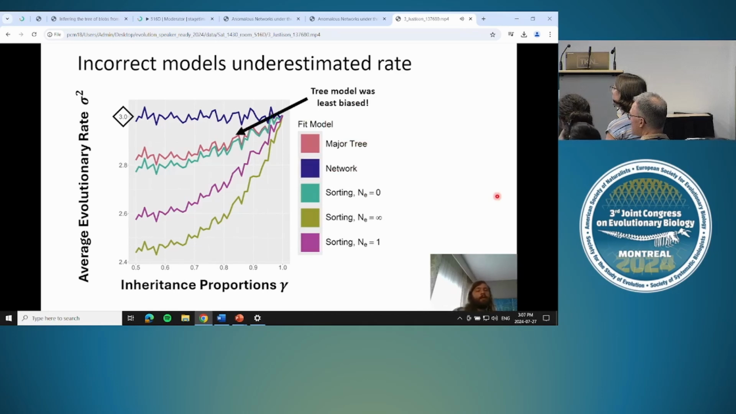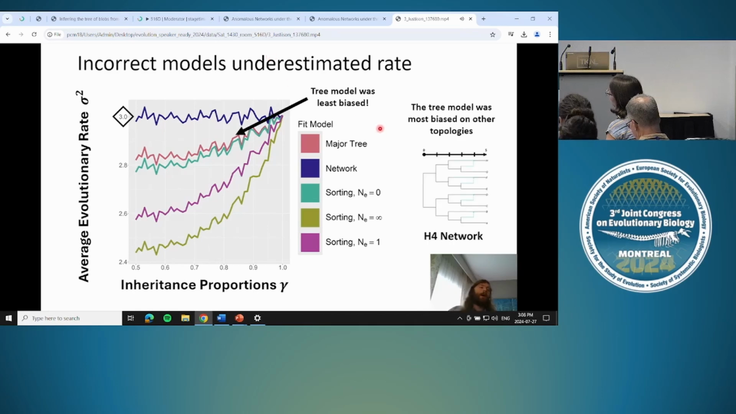Another thing we can note is that for the tree model, it was actually the least biased. And this can be kind of a comforting result because we sometimes use tree-based comparative methods, even though we assume that there's an underlying network describing the evolution. However, we might want to temper that comfort a little bit because this seems to be context dependent. The tree-based model actually ended up being the most biased on other topologies that we tested.